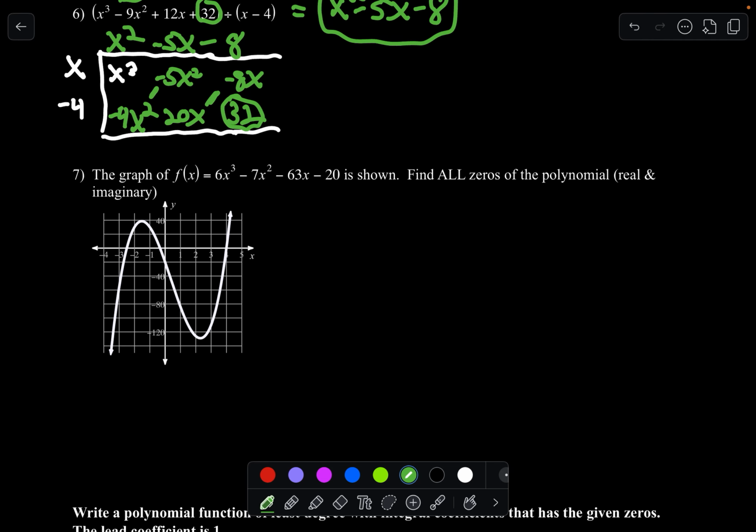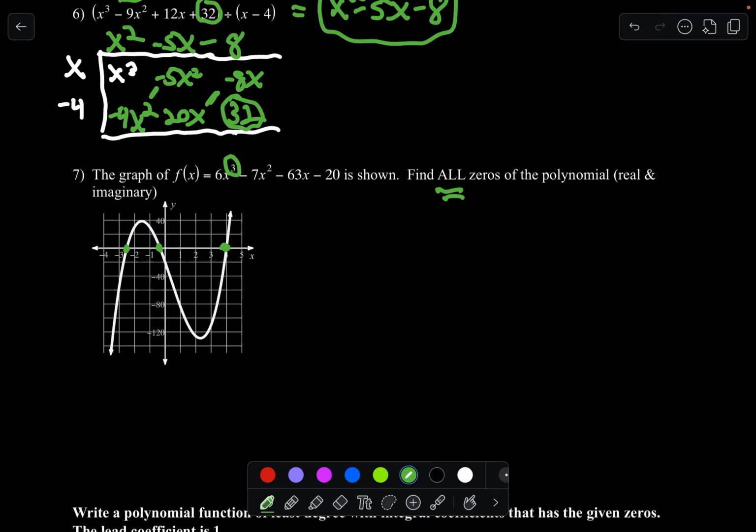Because 7, 8, 9. All right, so the graph of f of x equals 6x cubed minus 7x squared minus 63x minus 20 is shown. Find all, capitalized all zeros of the polynomial, real and imaginary. All right, so the degree of this polynomial is 3. So at most we should have 3 zeros. So notice, we actually have 3 real zeros, so there are no imaginary zeros, there's only real zeros.